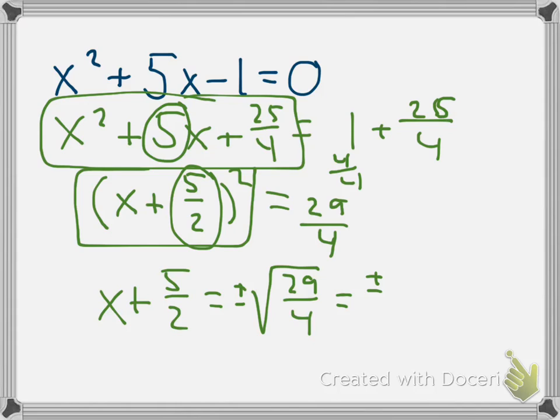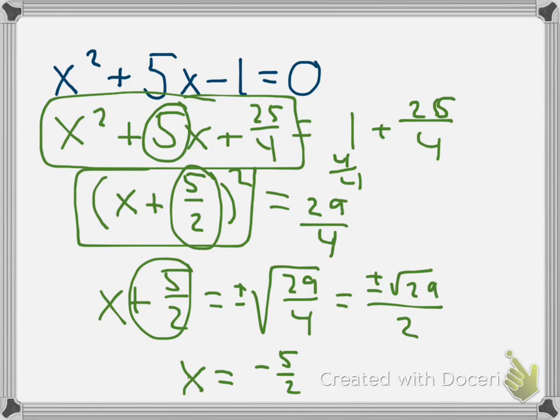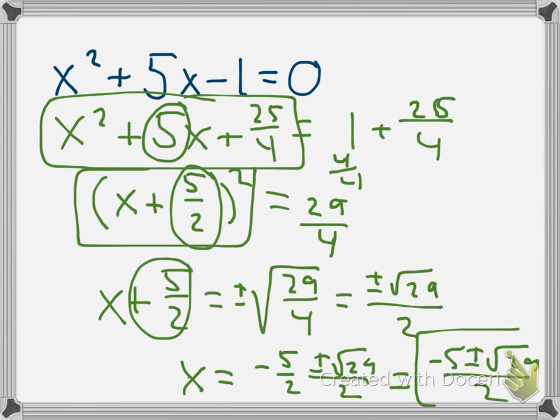29 fourths, that's plus or minus root 29 over, conveniently, I know what the square root of 4 is. That's 2. And now I need to take the 5 halves and move it to the other side. I've not done a good job here of leaving myself room, but I'll have x equals negative 5 halves plus or minus root 29 over 2. But I see that both of these have the same denominator, so I can write it as one fraction. Negative 5 plus or minus root 29 all over 2. One nice expression here. So that's a lot of stuff on one slide. So you might want to go back and redo that work to verify what we have here.